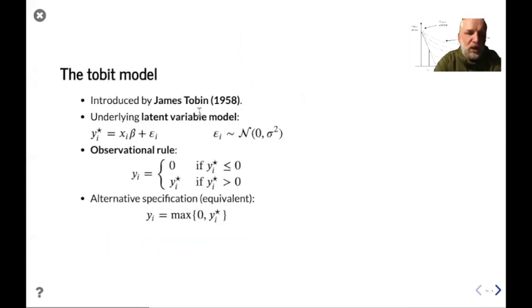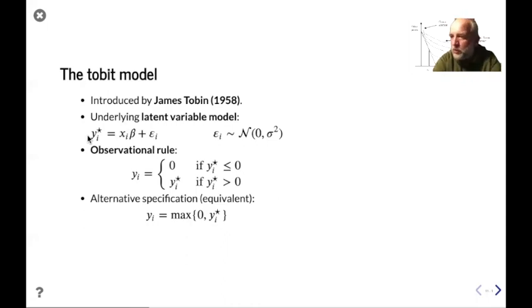And here's a Tobit model. It was originally introduced, way back, by James Tobin. The idea is that there's an underlying latent variable, called y star, and that's x_i beta plus epsilon, where epsilon is normally distributed. If you were to observe y star, you would just do a linear regression of y star on x, and you'd estimate beta. But the problem is that y star is not really observed.